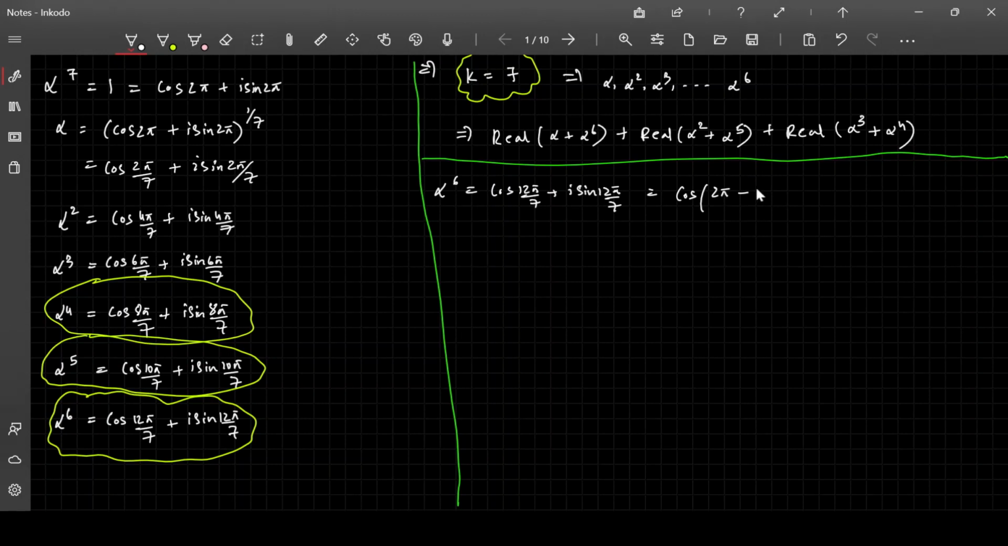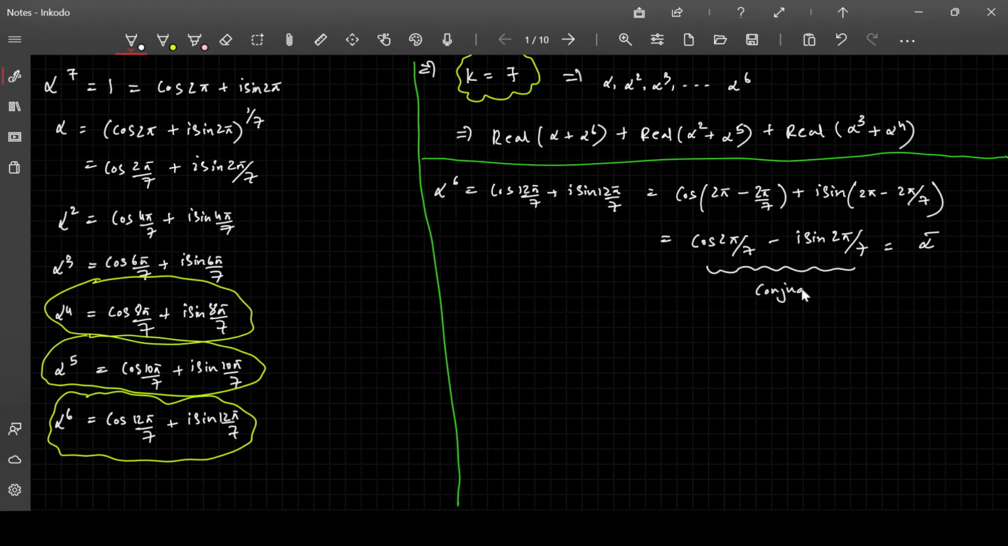So this can be written as cos(2π − 2π/7), isn't it? Plus i times sin(2π − 2π/7). So what will this become? This is cos 2π/7 minus i sin 2π/7. And what is this? We can see the value of alpha here: alpha is cos 2π/7 plus i sin 2π/7, and this is cos 2π/7 minus i sin 2π/7. There is a minus here, so this is actually the conjugate of alpha.